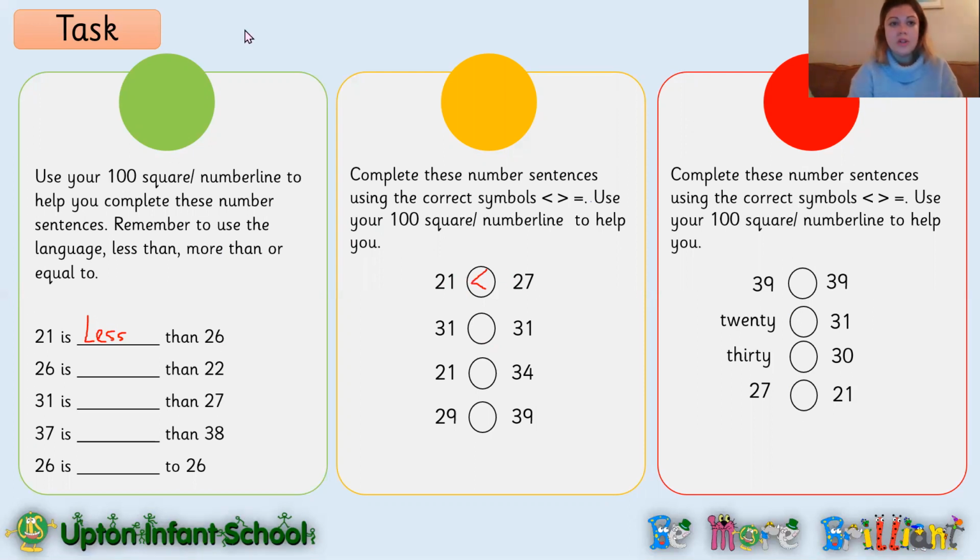And then if you want to do the red challenge today, you are doing exactly the same as this yellow task, but some of your numbers are written in words. So it's just a little bit trickier. You've got to think about what number this is. So 20. So I would personally write 20 underneath as a number to help me. And you can also use your 100 square if you like to help you complete the red challenge.